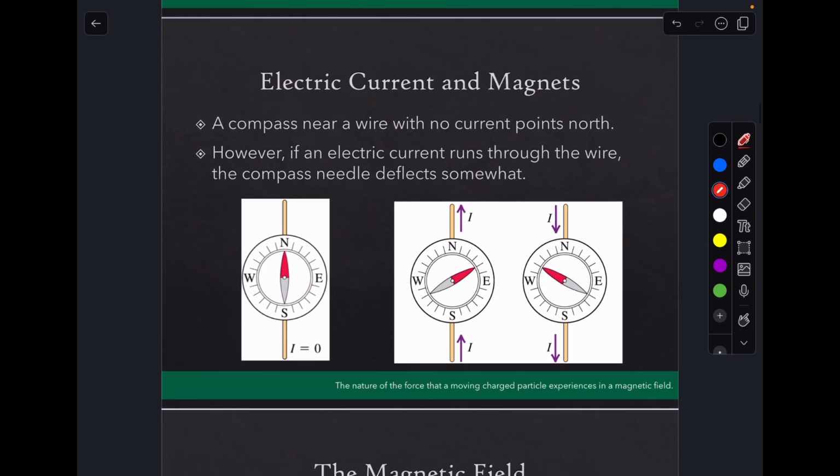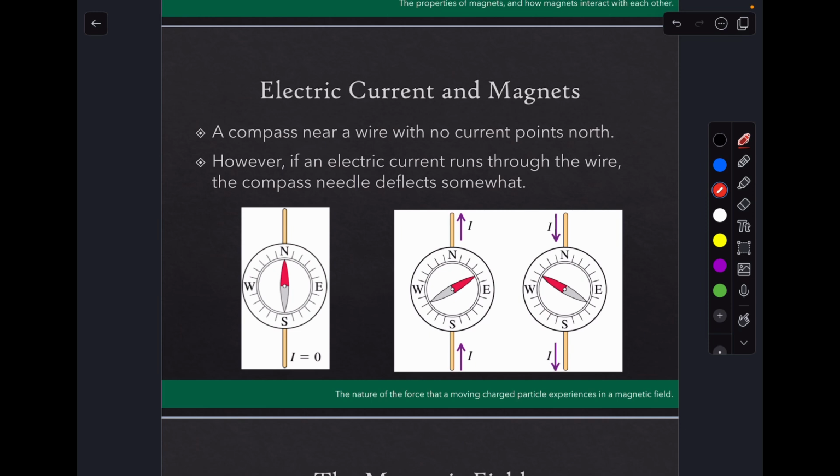Oh, here's another observation, right? What about a current-carrying wire?